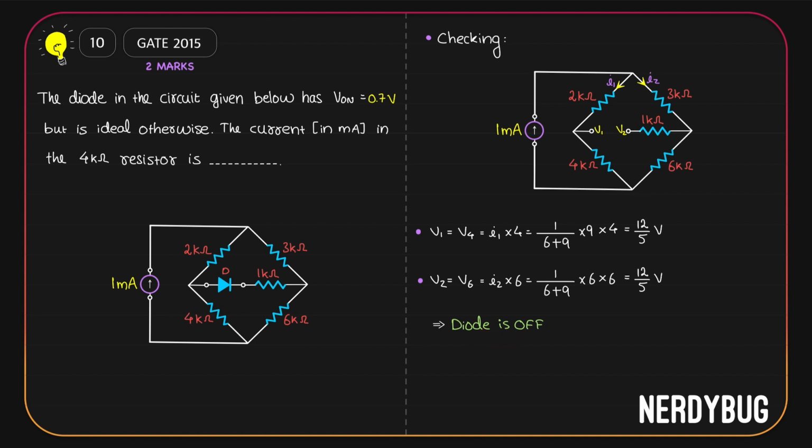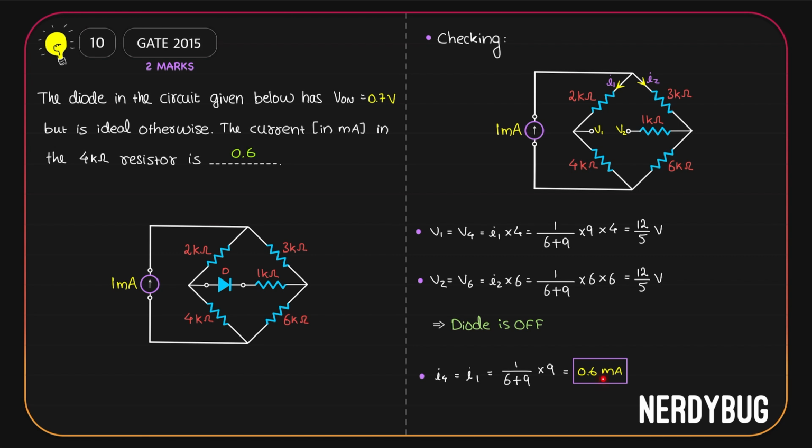What we have to find out is the current flowing through the 4 kilo ohm resistor. Current flowing through the 4 kilo ohm resistor is I1. So I4 is I1, which is 1 milliampere divided by 6 kilo ohm plus 9 kilo ohm multiplied by resistance of the other branch, 9 kilo ohm. This is 0.6 milliampere, so our final answer is 0.6.